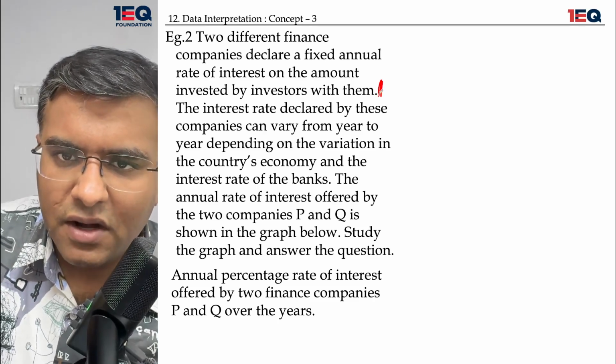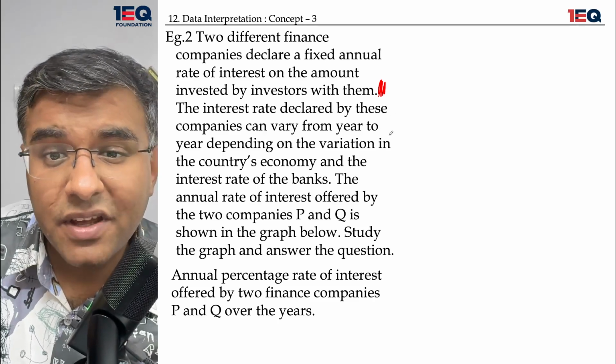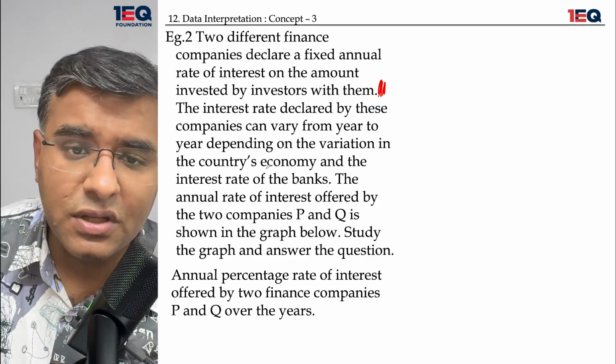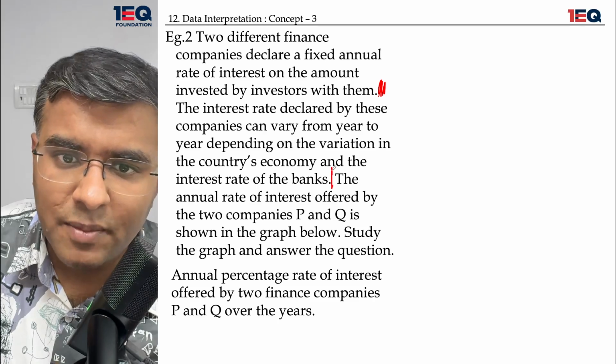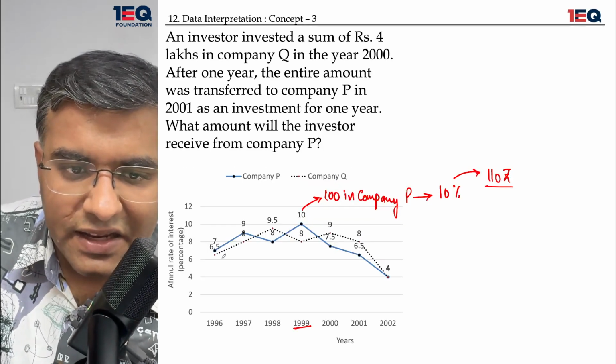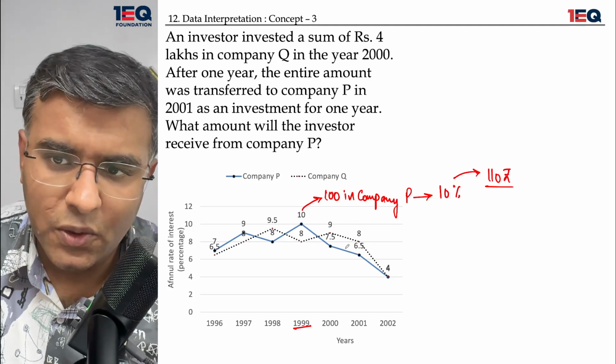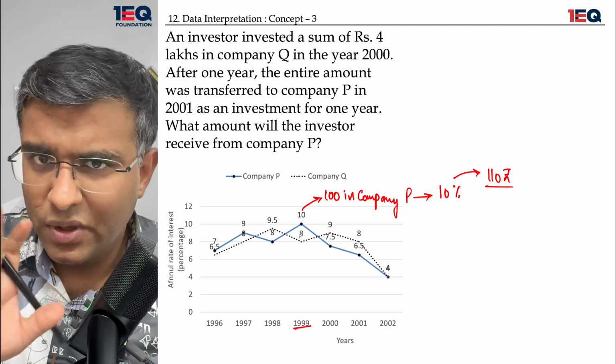Okay, we have understood things till here. The interest rate declared by these companies can vary from year to year depending on the variation in the country's economy and interest rate of the banks. What does it mean? That the interest is varying. The interest is going up and down, up and down. Okay, simple.